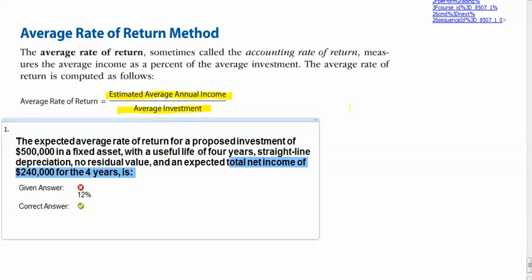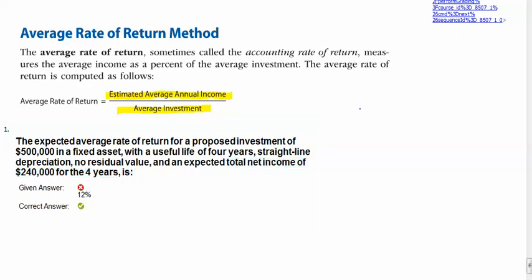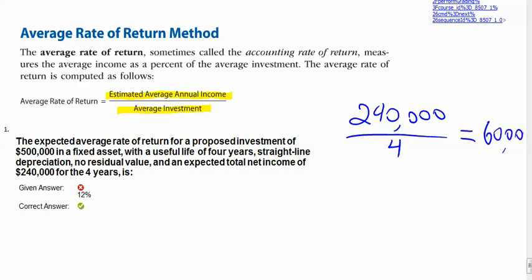Well, to find the average, I'm going to take the $240,000 and divide that by 4 years. 240 divided by 4 is $60,000 per year. So I've now calculated what the average annual income is. I'm going to take 60,000, that's my numerator, and divide that by the average investment.